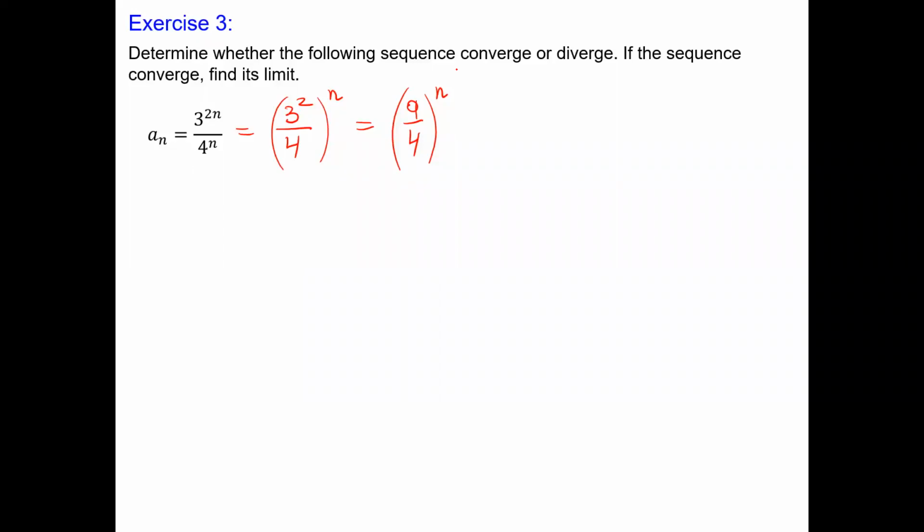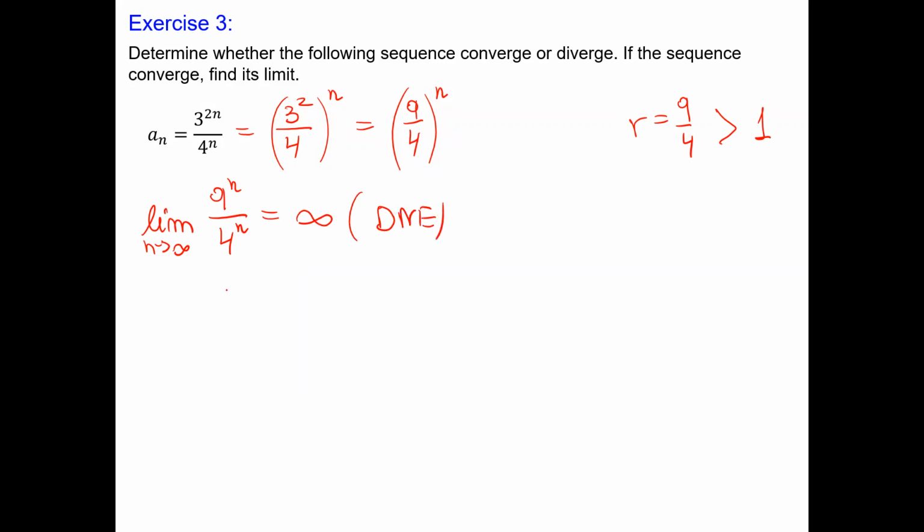And we can use this exponent property. The common ratio is actually greater than 1. The sequence is divergent. I can say 9 to the power of n over 4 to the power of n. You will see that the limit is infinity, and the sequence is divergent. We have the limit, we have the value of the common ratio, we have everything.